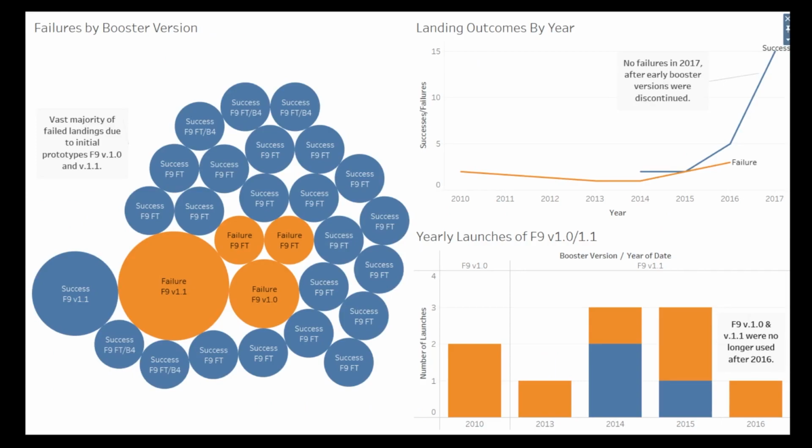In the end, I had my answer. Early booster versions were the primary factor of failed landings. This makes perfect sense actually. Initial prototypes are always more likely to fail.